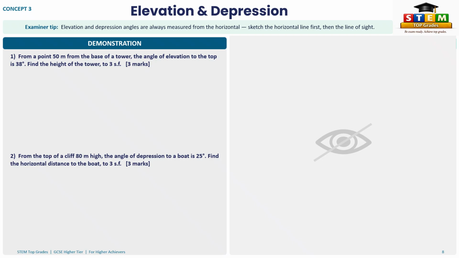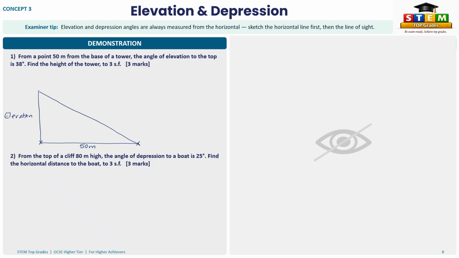So, from a point 50 meters from the base of a tower. Okay, so we got a tower, right? So let's do that tower as a line. So from a point 50 meters from the base of a tower. Okay, so let's draw 50 meters from that base of the tower. So we got another point there. So the angle of elevation to the top. So this is your elevation.